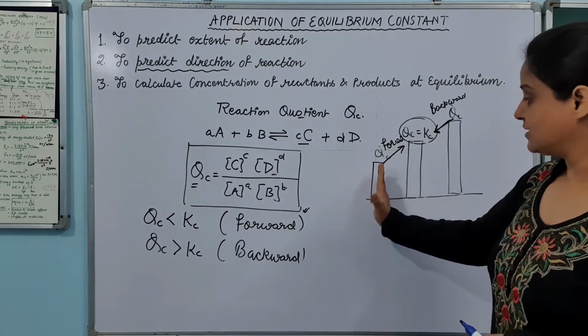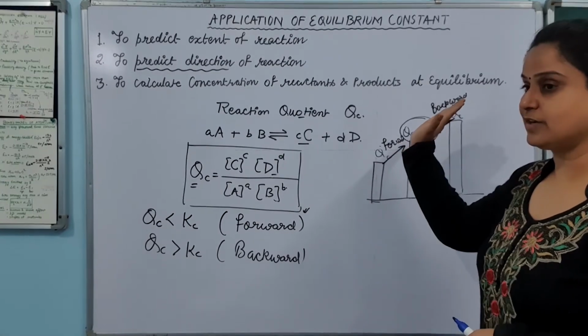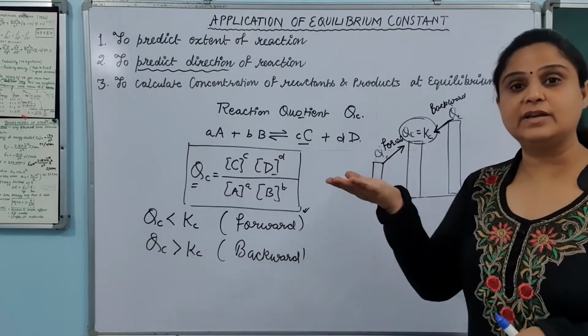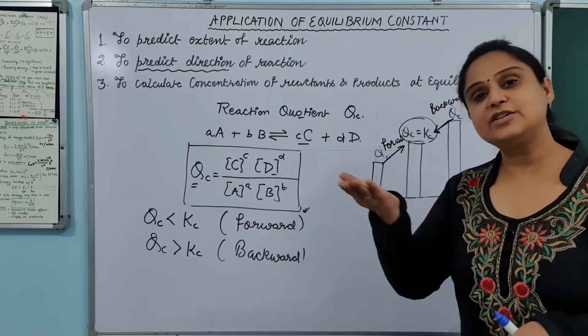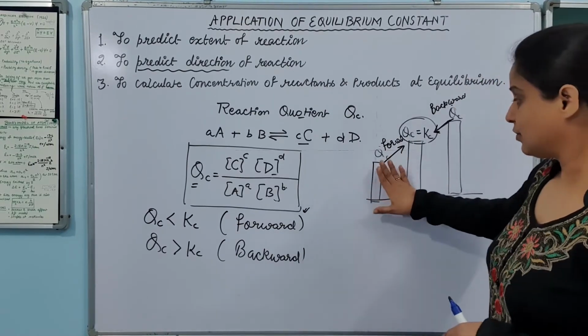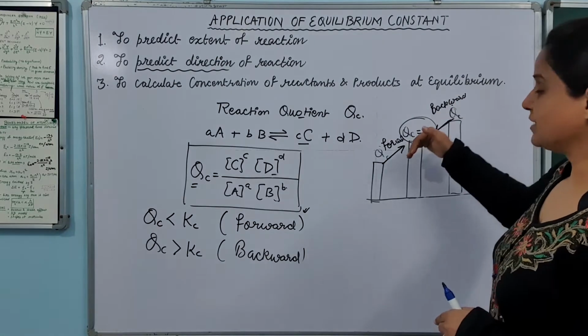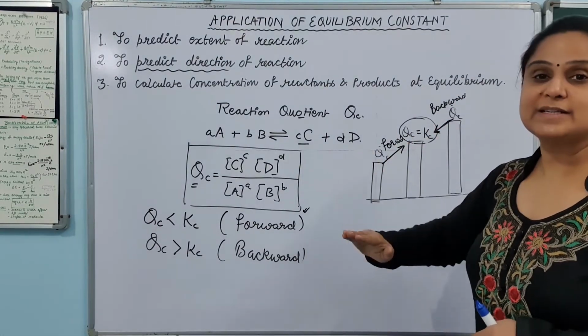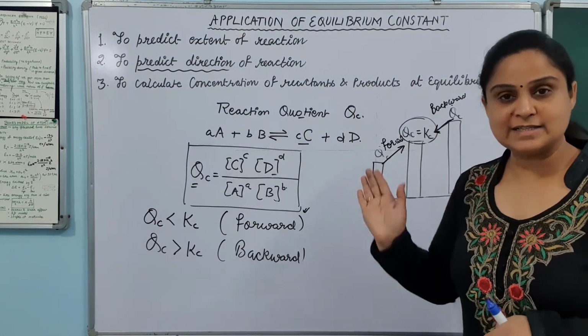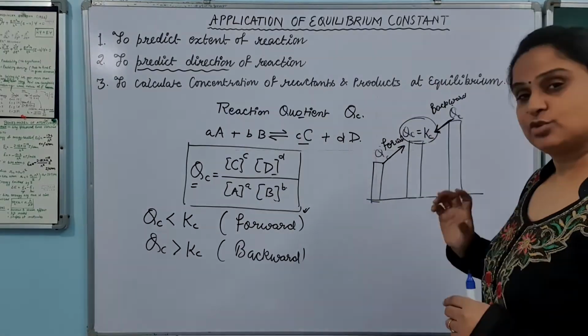Now if your Qc is lesser, it will go in the forward direction, because everyone wants to be in equilibrium. तो हर किसी को equilibrium पे जाना है. तो अगर वो कम है तो ऊपर जाएगा और ज़्यादा है तो नीचे आएगा. ऊपर नीचे की बजाय, how we are going to consider it as forward, backward. So is it clear to you?